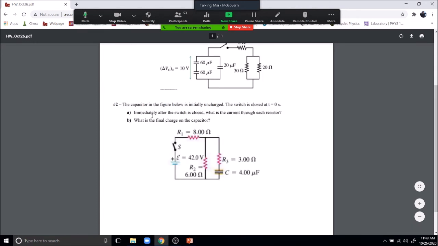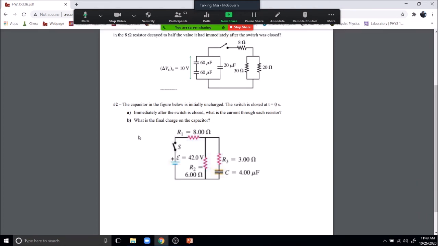And this one down here is that we have the capacitor in the figure below is initially uncharged. The switch is closed at t equals 0 seconds. So immediately after the switch is closed, what is the current through each resistor? So check this out. Remember what we said about this capacitor here. As soon as the switch is closed, what's the potential difference across this capacitor here? It is 0. So as soon as the switch gets closed, our current is going to flow through this as if there is no capacitor there. So that's how you want to solve part A.